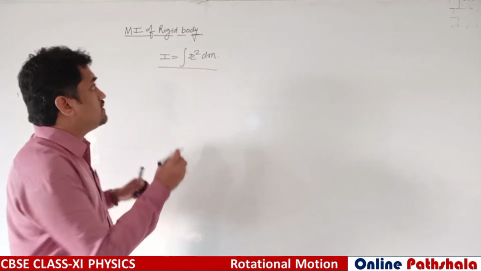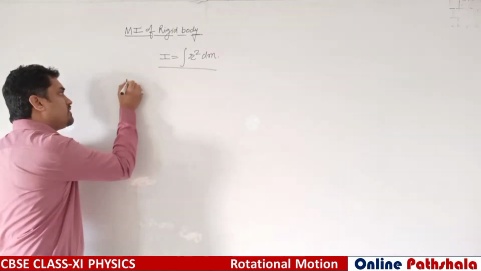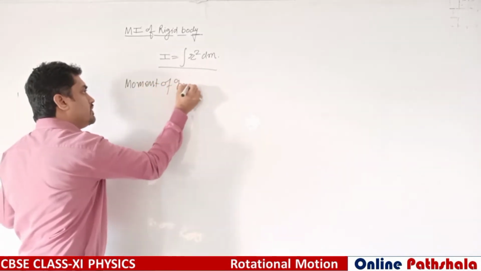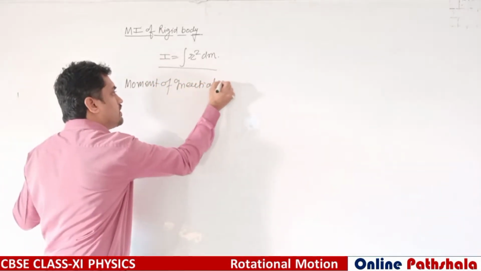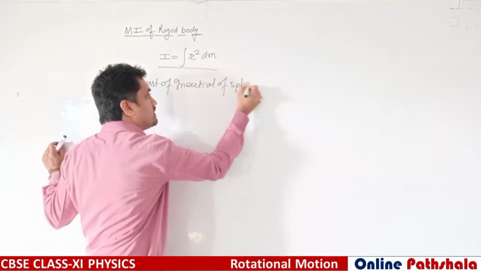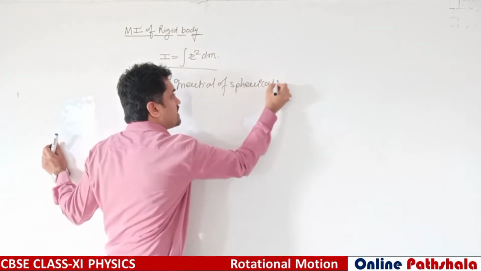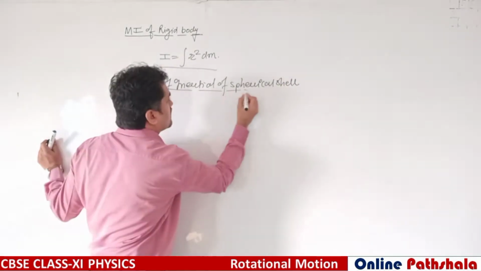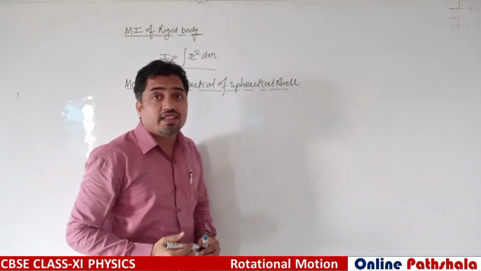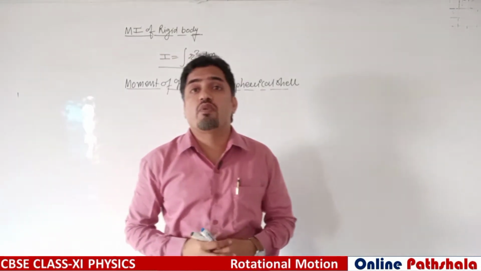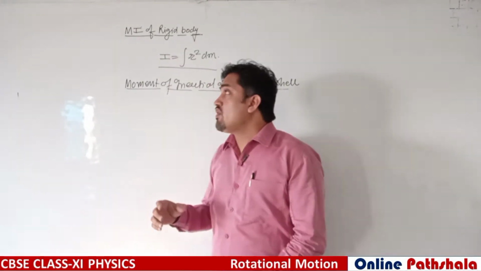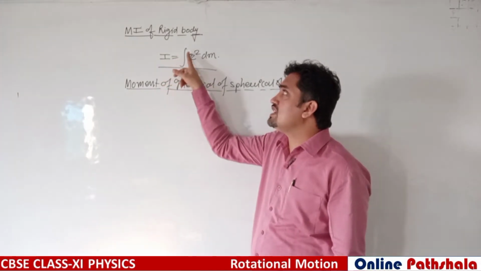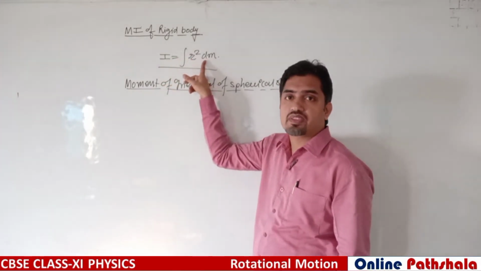Okay. So, moment of inertia of a spherical shell. How to find the moment of inertia of a spherical shell? You know very well the spherical shell is a kind of rigid body. So, if you want to find the moment of inertia of a rigid body, it is I equal to integration r square dm. What we have to do?